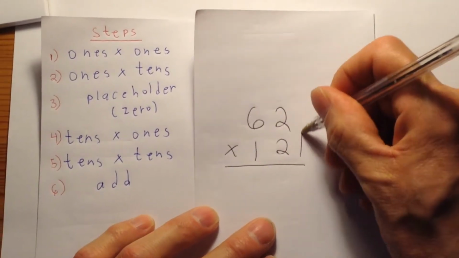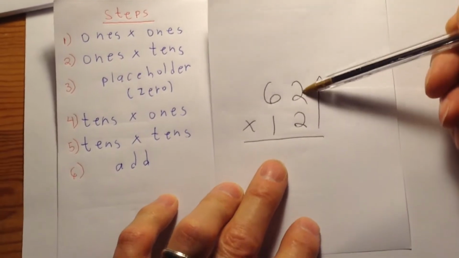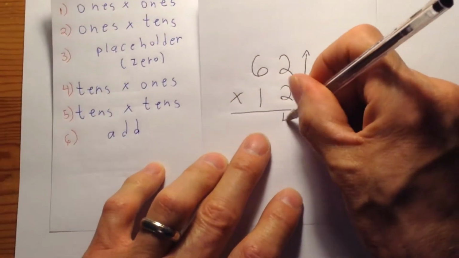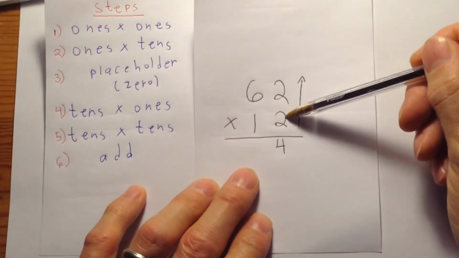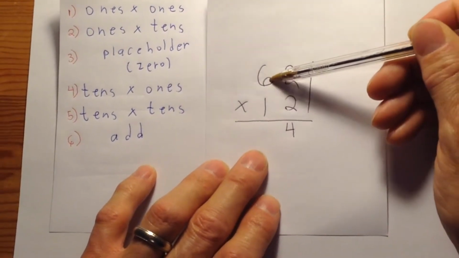Remember that we multiply, always going up. Ones times ones, we're thinking 2 times 2. 2 times 2 is 4. Next step is 1s times 10s. 1s column times 10s column. 2 times 6 is 12.